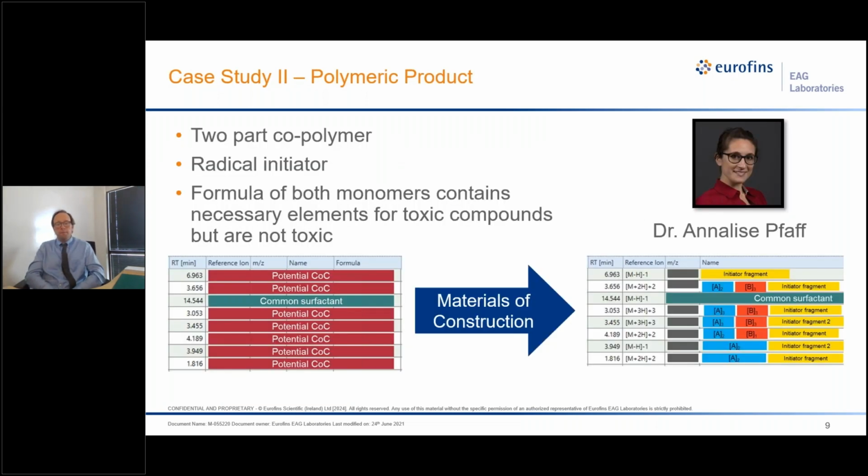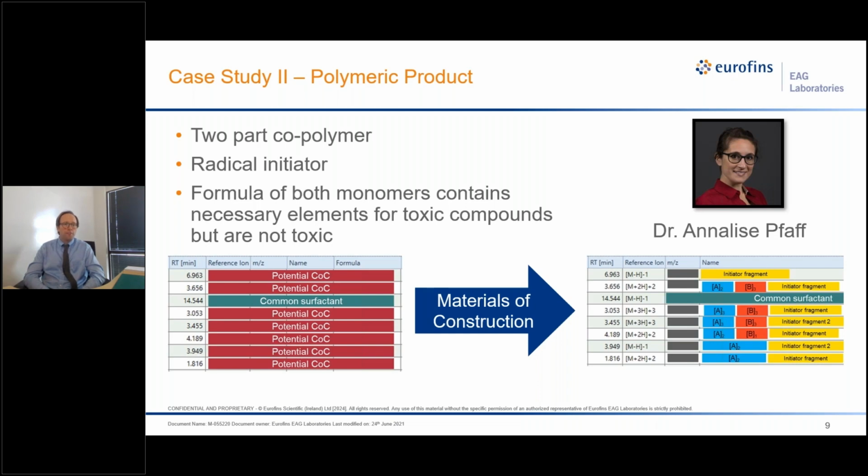So I have another case study, and this is discussing the chemical context. This was a study that was prepared by a colleague of mine, Dr. Annalise Pfaff, who's a scientist here at EAG Laboratories. She had a project where she was performing the LCMS annotation, and it was a polymeric product that underwent in situ polymerization. So it's a 2-part copolymer with a radical initiator. What was interesting about this project was that the formula of both monomers contains the necessary elements to construct toxic compounds, that is, things in the cohort of concern, but those monomers and the initiator are not toxic.